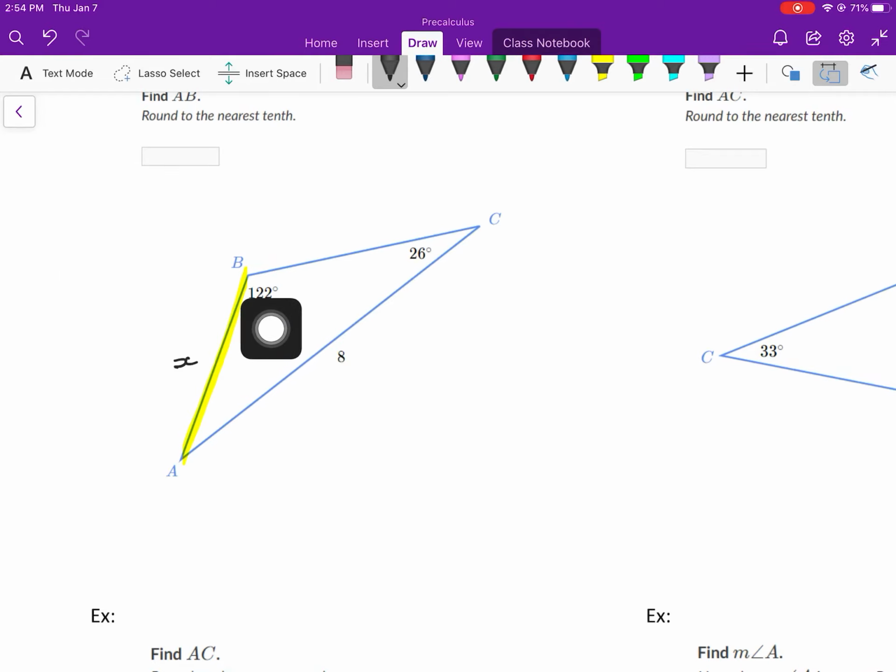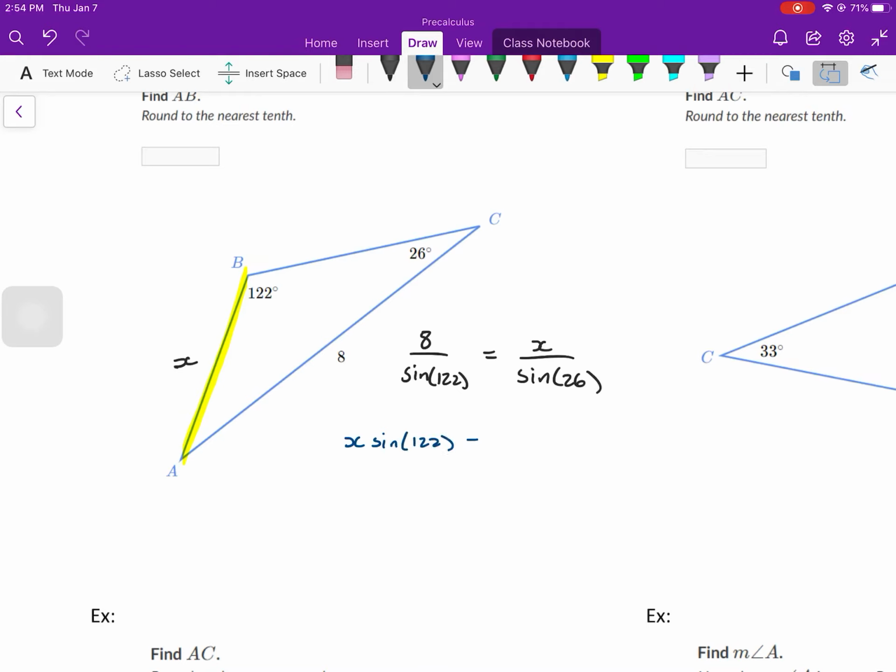So I'm going to do 8 over sine of 122. Notice we're in degrees. And that's going to equal x over sine of 26. Cross multiply to get x times sine of 122 equals 8 times sine of 26. I almost said 126. Then we divide by sine of 122 on the other side.